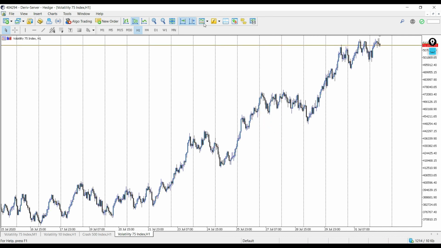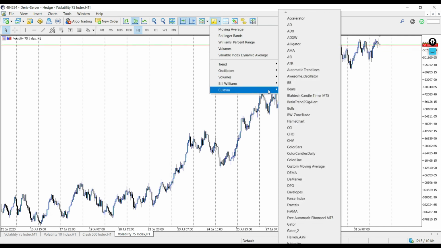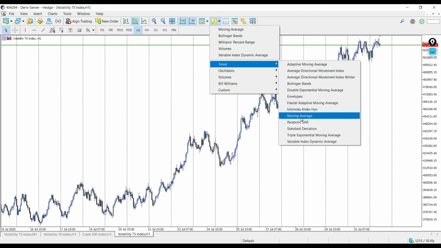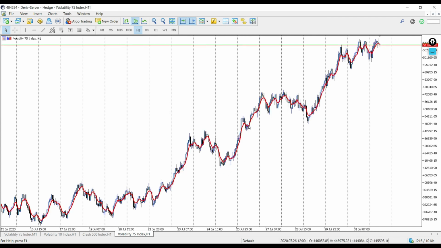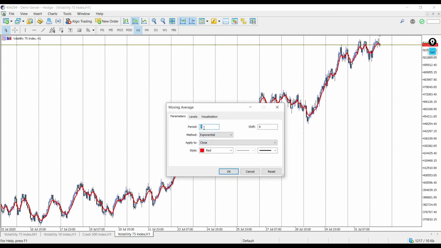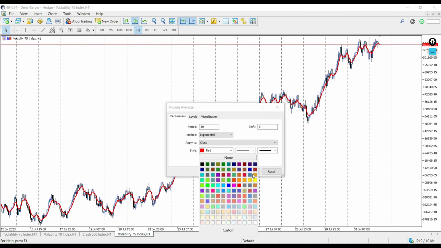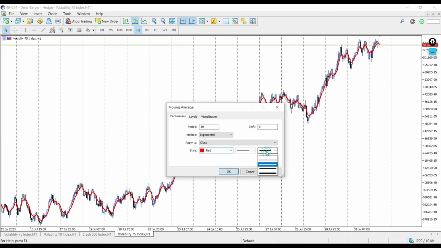If you want to modify, then you come on the indicator and click on properties of moving average. You can modify the numbers there, change it to 50 if you like, exponential, simple. You can change it to any, and you can also change your color there. You can change the thickness of the line.